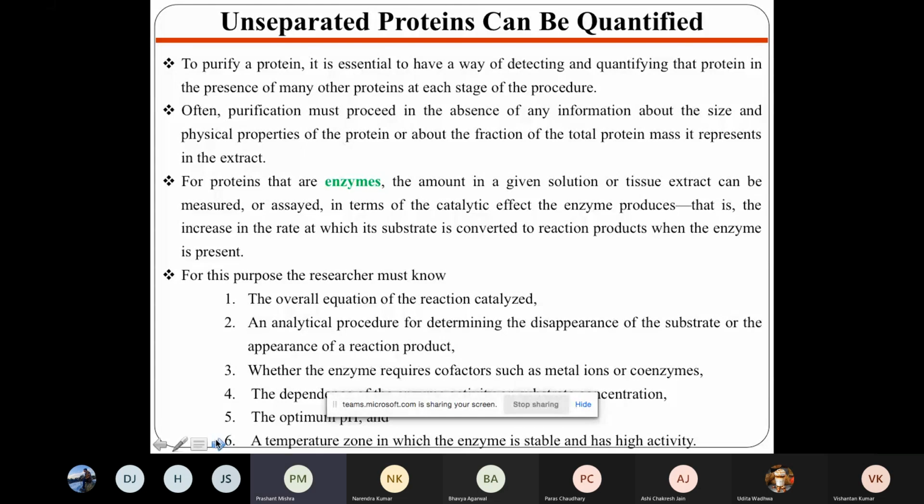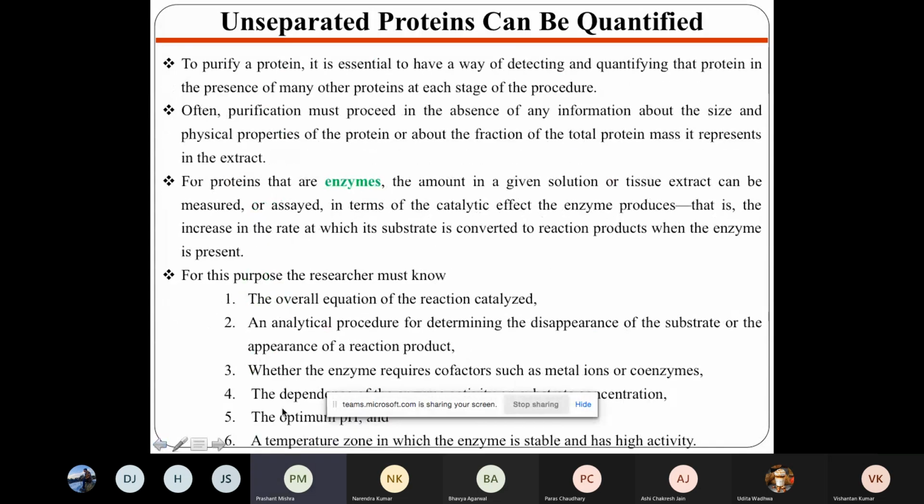This is very simple. You have learned that in case of enzyme, if I want to measure the activity of the enzyme, you should always know either how much your substrate is being consumed, or how much your reaction product is being formed. Then it also depends on how much cofactor is involved, because many enzymes may not act if the cofactor is not present. And that's why it is important that we should know whether the enzyme requires a cofactor or not.